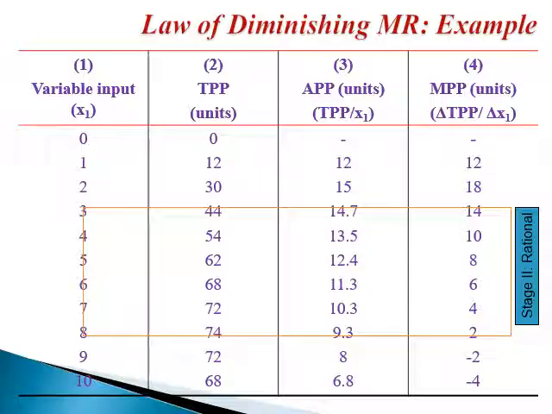Remember, stage 1 ends when the average physical product of the variable input is at a maximum. And we know that when the average physical product of the variable input is at a maximum, the marginal physical product of the variable input is equal to the average physical product of the variable input. So this is when MPP of x1 is equal to APP of x1. This is the end of stage 1 and the beginning of stage 2.